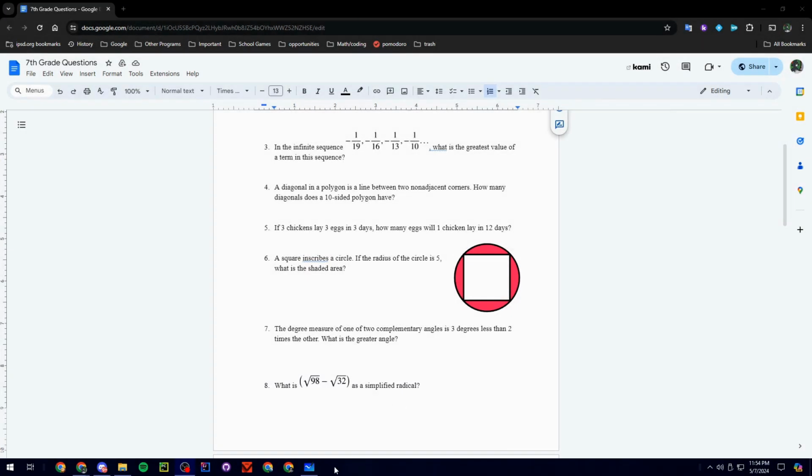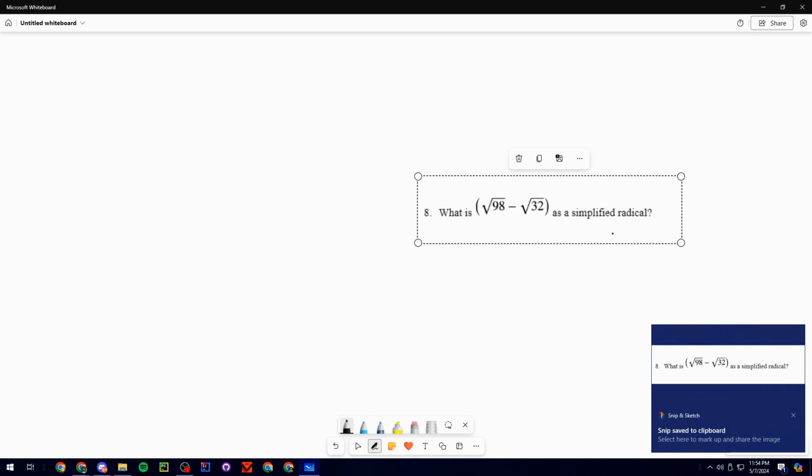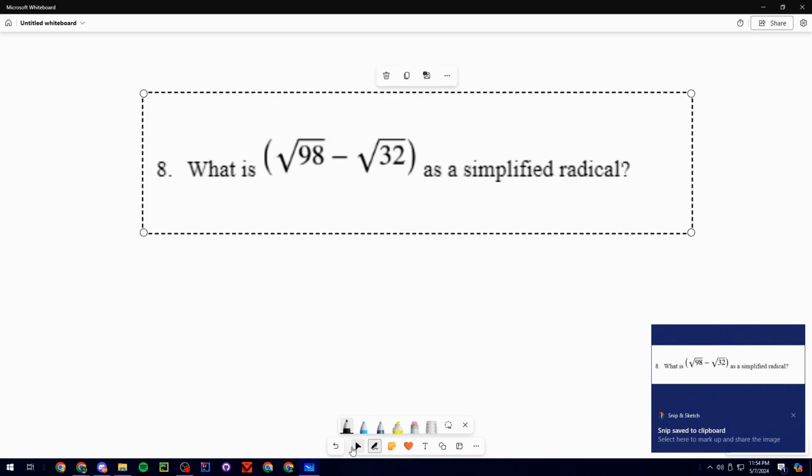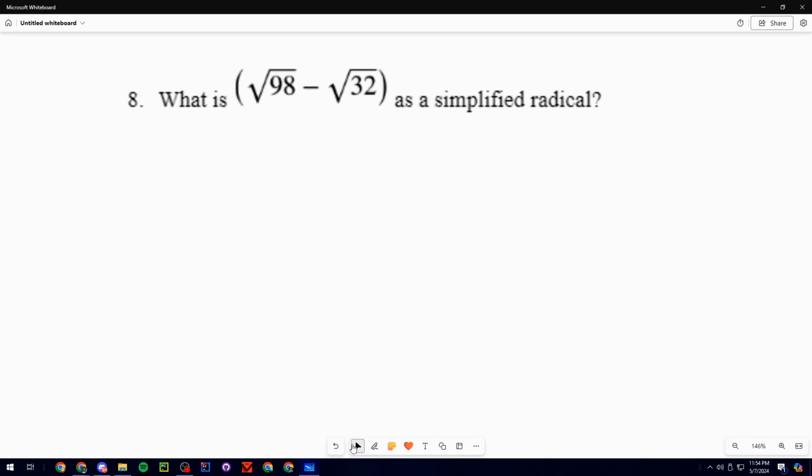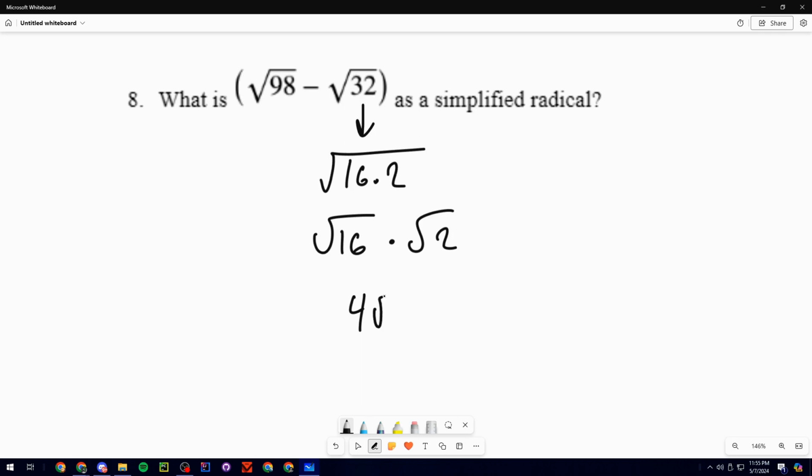So this one looks pretty scary, especially if you've not dealt with radicals before. But I'll show you how to simplify radicals. It's kind of straightforward if you already know the process, but if not, it's okay. So 98, right? We've got to look for perfect squares that fit into each one of them. I'm going to actually do 32 first. 32 is just equal to the square root of 16 times 2, which is root 16 times root 2, which is just 4 root 2.